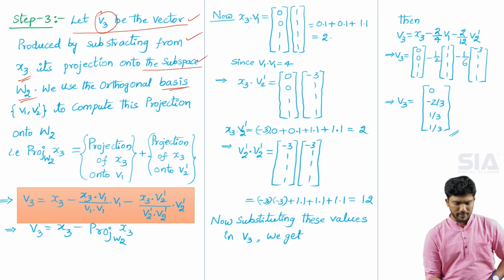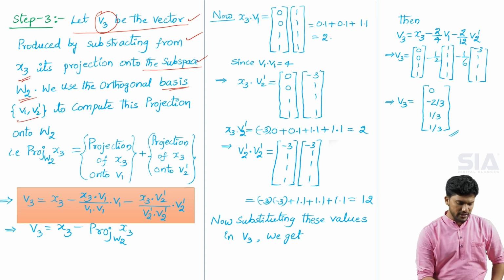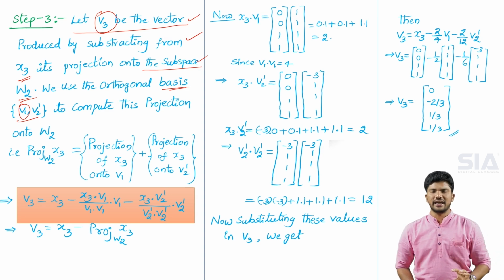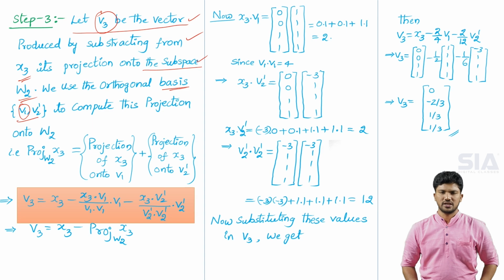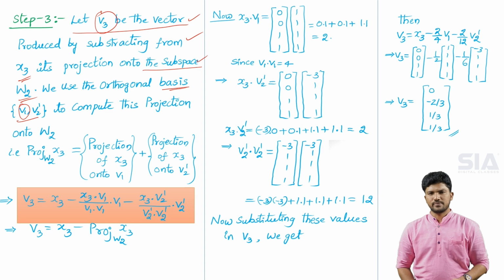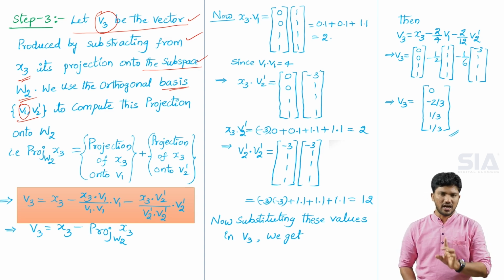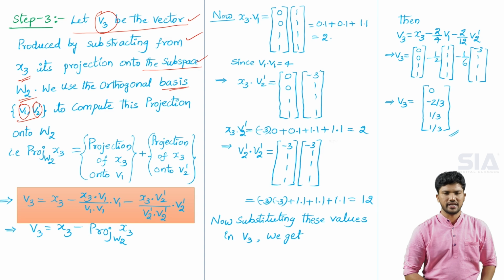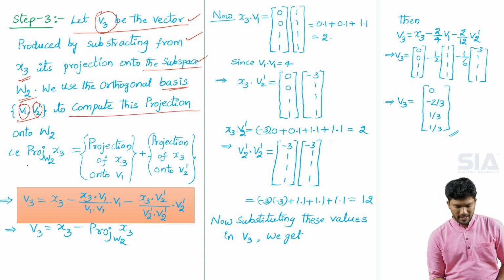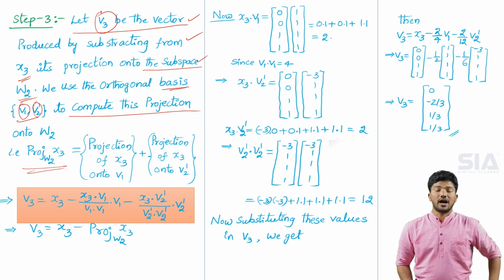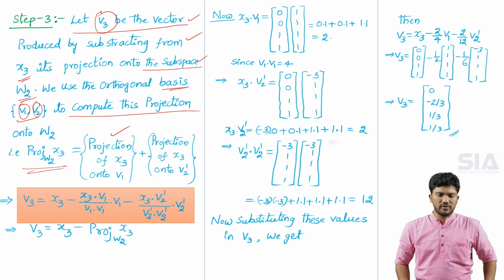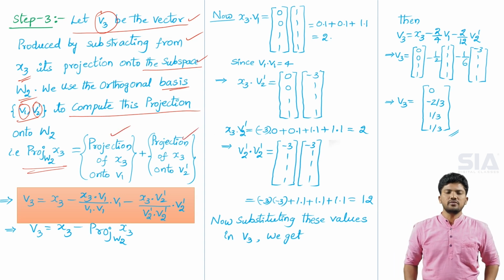So we use the orthogonal basis v1, v2 dash. v1 is also the first vector. v2 you can take, but v2 has rational entries, so to avoid the rational entries we can consider v2 dash as the orthogonal vector. So to compute this projection onto W2, the formula is: the projection of x3 onto the subspace W2 is given by the projection of x3 onto v1 plus the projection of x3 onto v2 dash.